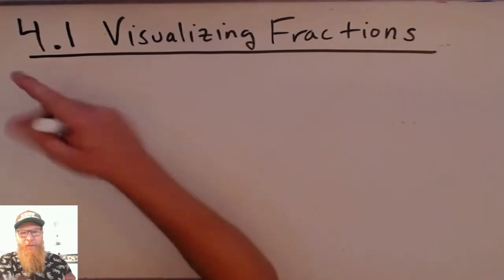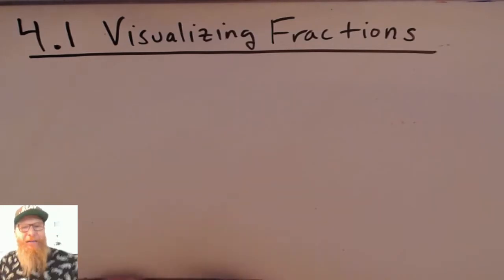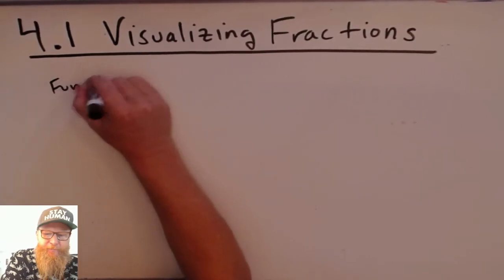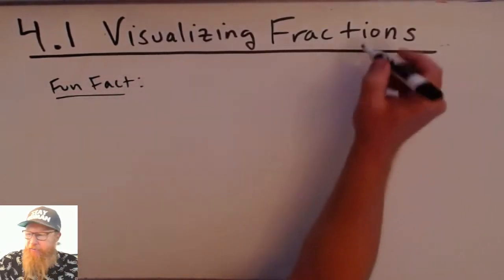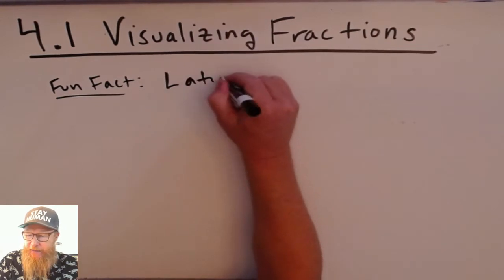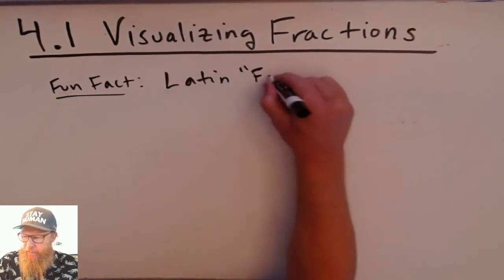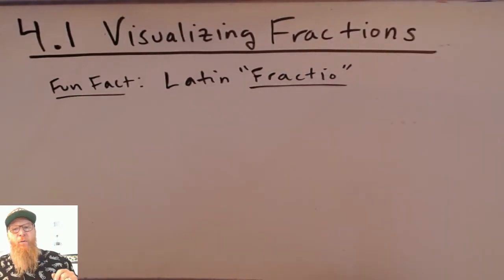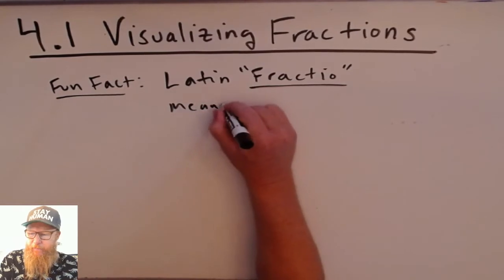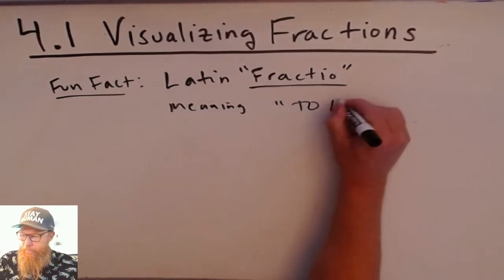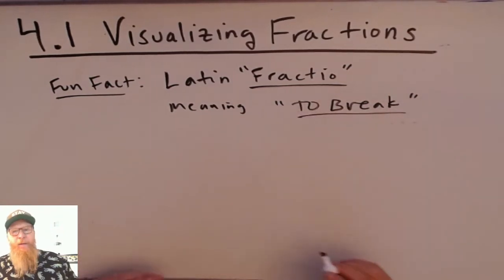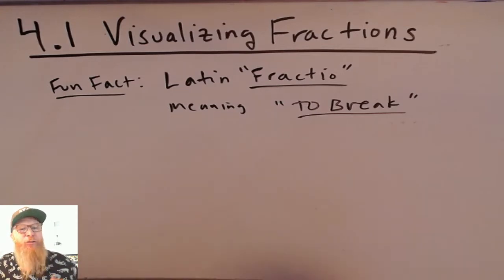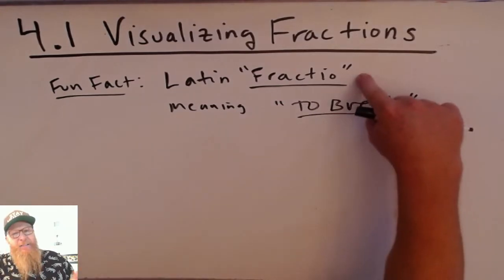We're going to start with 4.1, visualizing fractions. Just a little fun fact, if you're into these kind of things, fraction comes from the Latin word fractio, which means to break. That's why if you've ever broken your arm, it's called a fracture. You broke your arm, you fractured your arm. Fractio, fractions, to break.